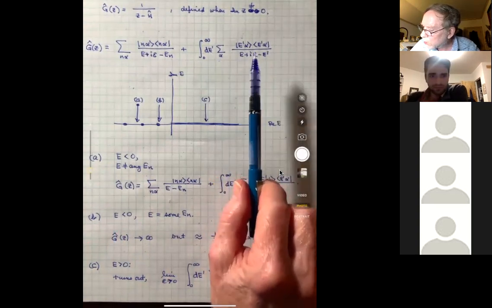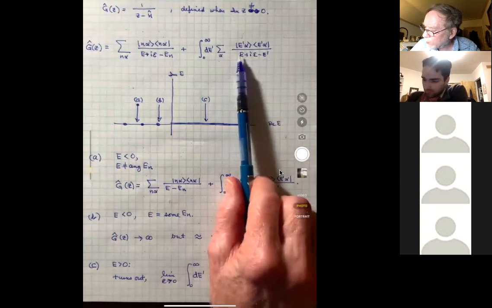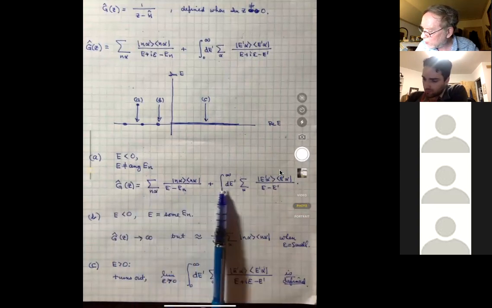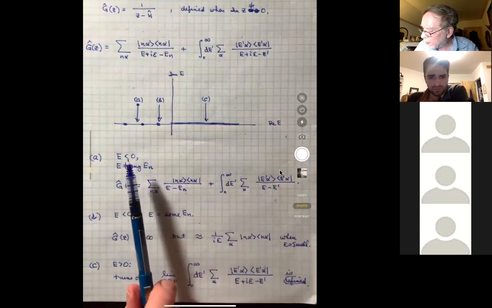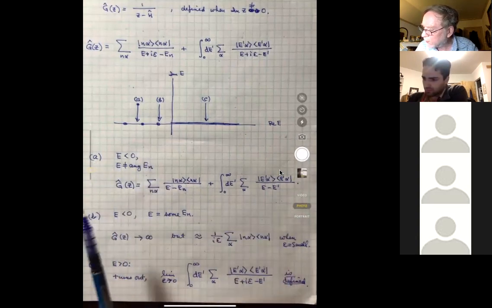The E here is the epsilon, the E here is the energy-like parameter of the problem, which is negative. So E minus E prime is never equal to 0. And again, you can just set epsilon equals to 0. And if you do, this is what you get for G of Z in case A, negative energy not equal to any energy eigenvalue.